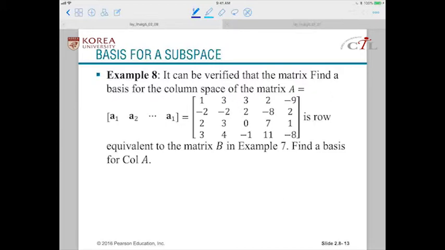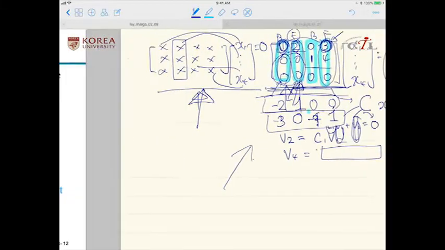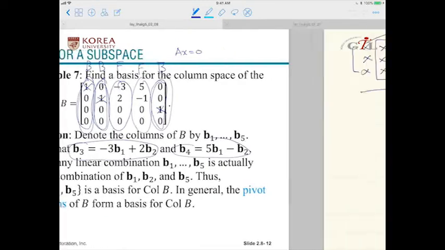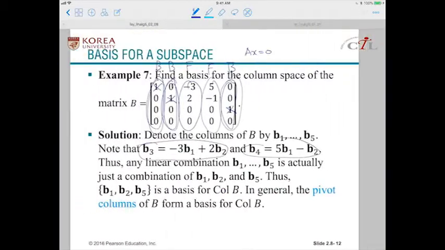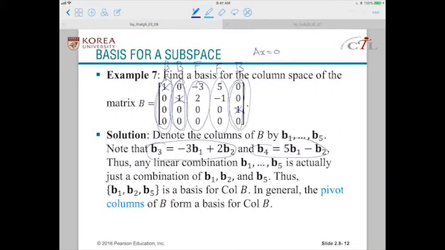what we have to do is simply change it into reduced echelon form. In this example, the author intentionally made this matrix to have the same reduced echelon form as the previous matrix. So once you do the row reduction on this matrix, you will obtain this exact same reduced echelon form. And from here, we figured out which variables are free variables and which are basic variables.